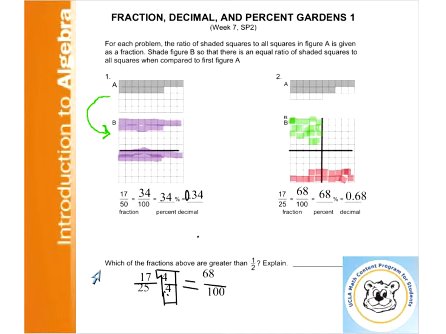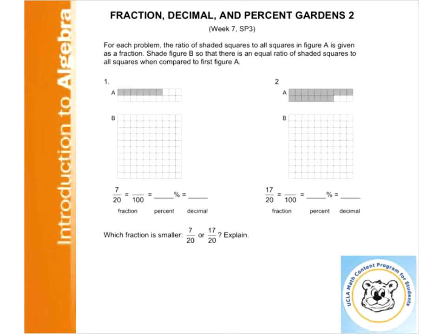All right, let's go ahead and move on to the next page. This is from SP3. You'll see another set of problems. Let's go ahead and have some people practice the replicating method using the 100 square grid, and then we'll just talk about it briefly.